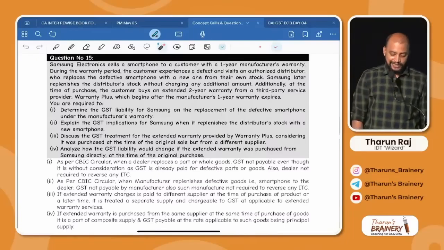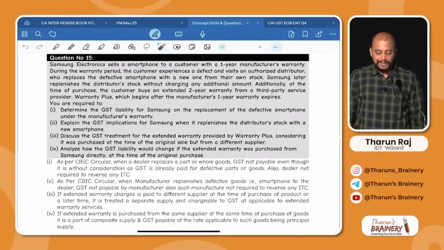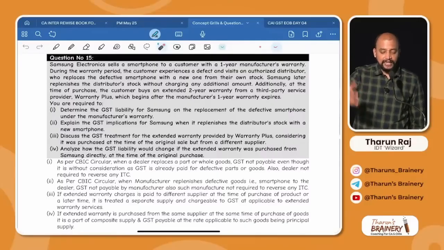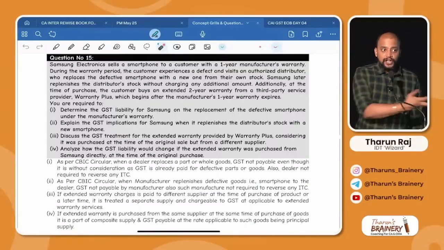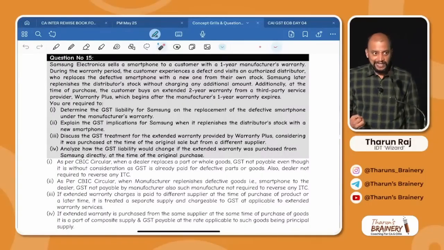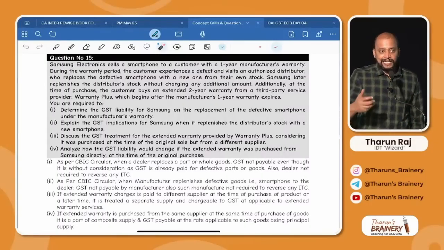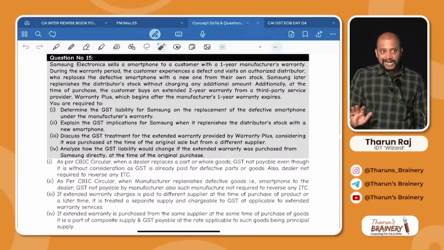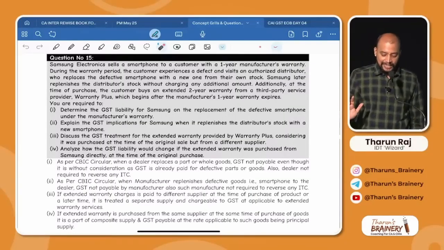So, what is your answer? First, the Samsung dealer is replacing the smartphone out of his stock. Now, what is the treatment in this case? Whether he needs to reverse any ITC? No, he does not have to reverse any ITC. He can enjoy the ITC.